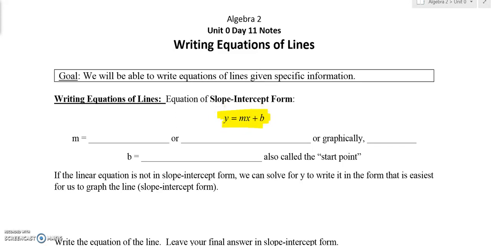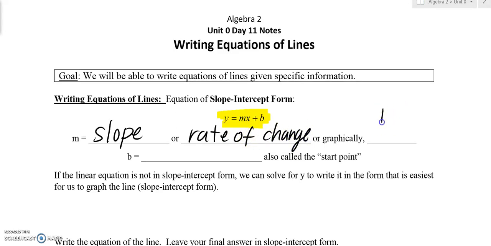Let's label the main pieces again. M is our slope, or we can think about that as rate of change. And sometimes when we graph this, it's a little bit easier to think about it as rise over run. The b value, the one at the end of the equation, is our y-intercept. Or sometimes you might hear your teacher call it the start point for your graph.